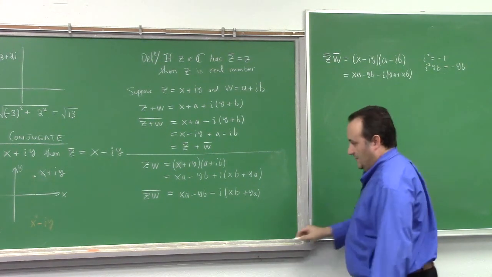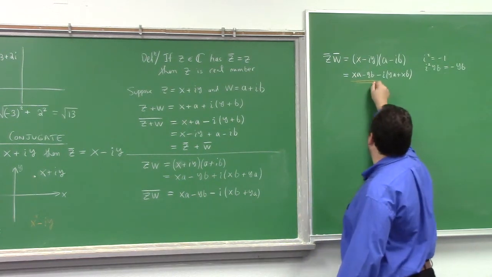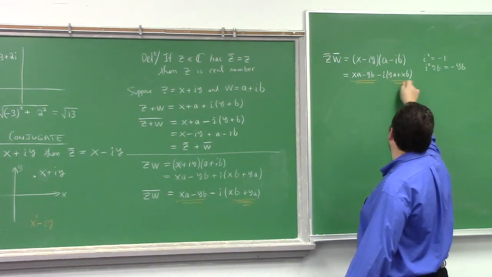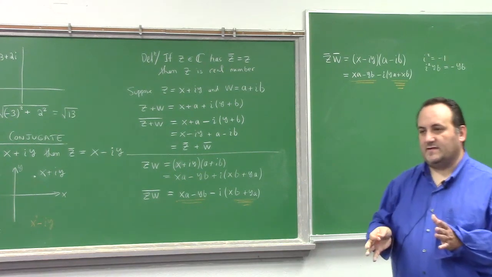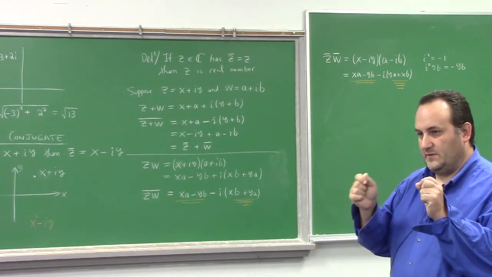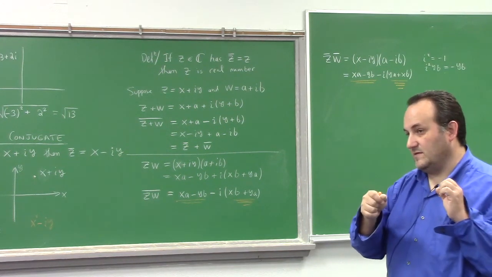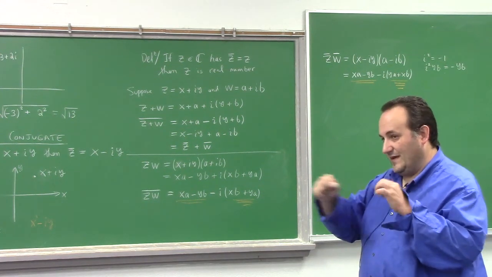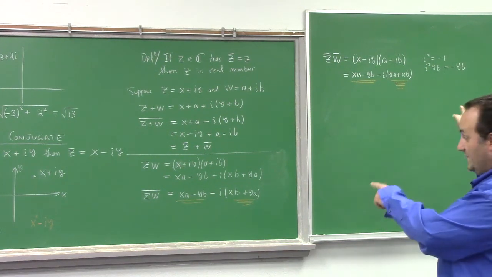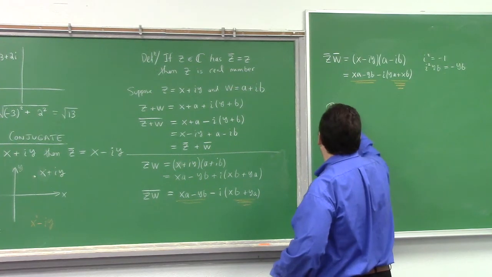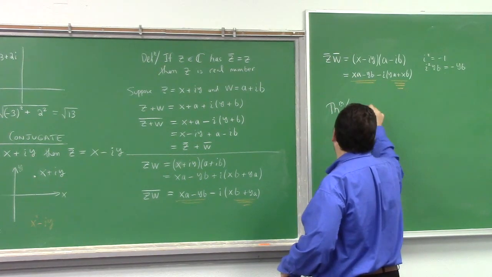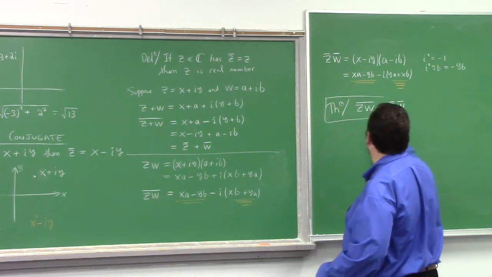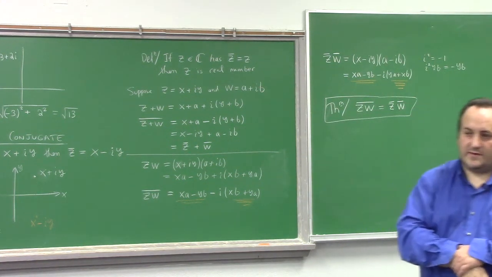But look at this. Compare this to that, and compare this to this. One of the fundamental things about complex numbers is that two complex numbers are equal if and only if they have matching real parts and matching imaginary parts. It's because they're essentially points in the plane, right? Two points in the plane are the same point if and only if they have the same x and y coordinates. So these are equal, which gives us the following theorem. The conjugate of a product is the product of the conjugates. This is a very nice property of complex conjugation.